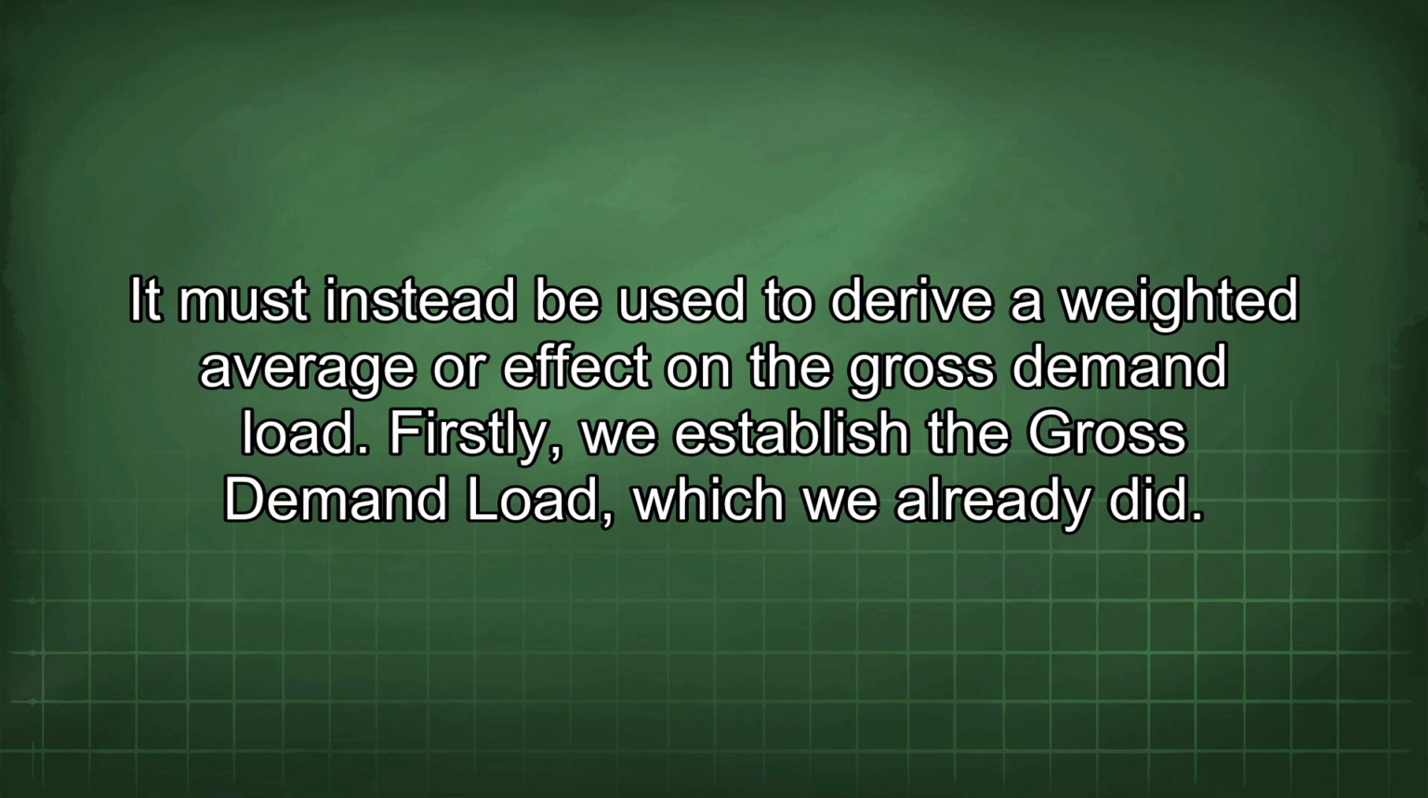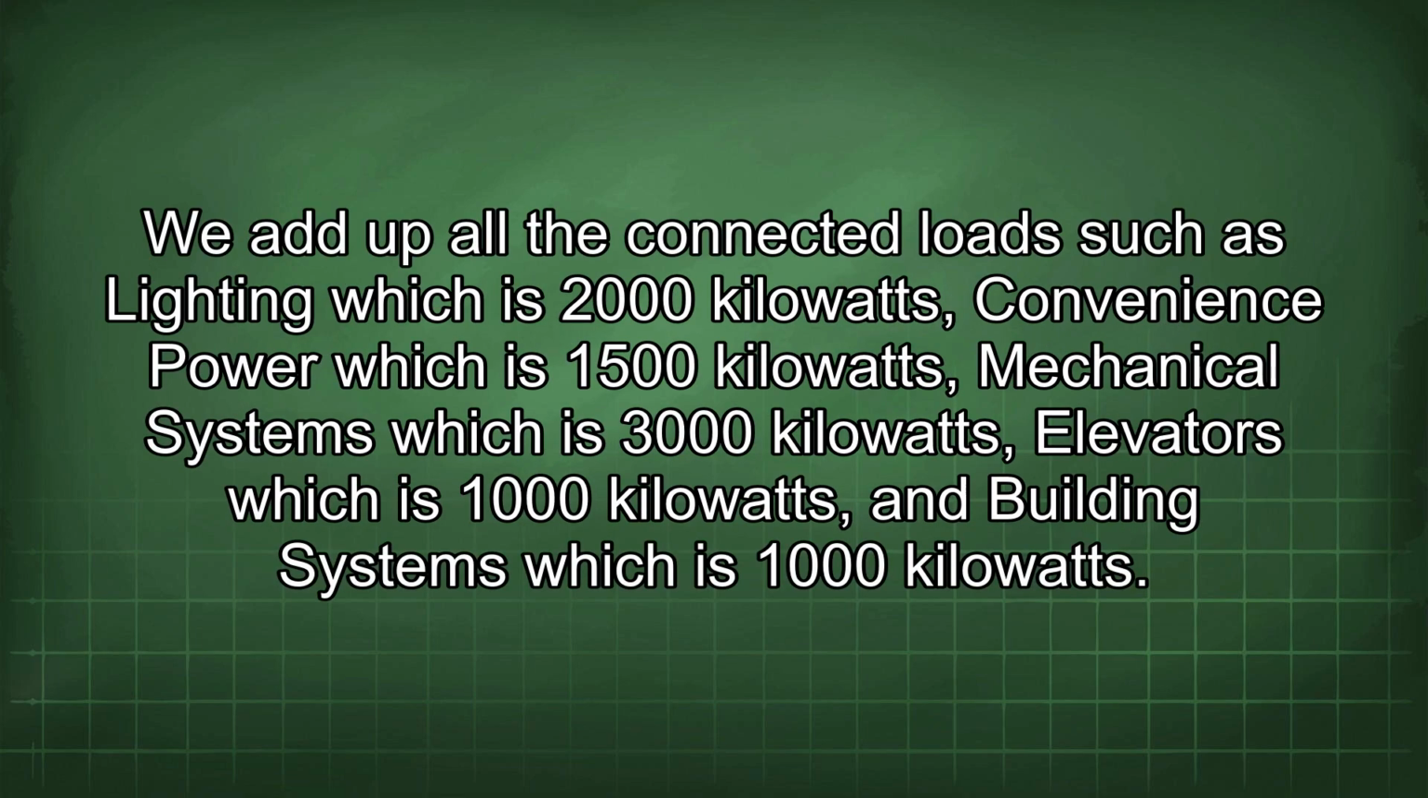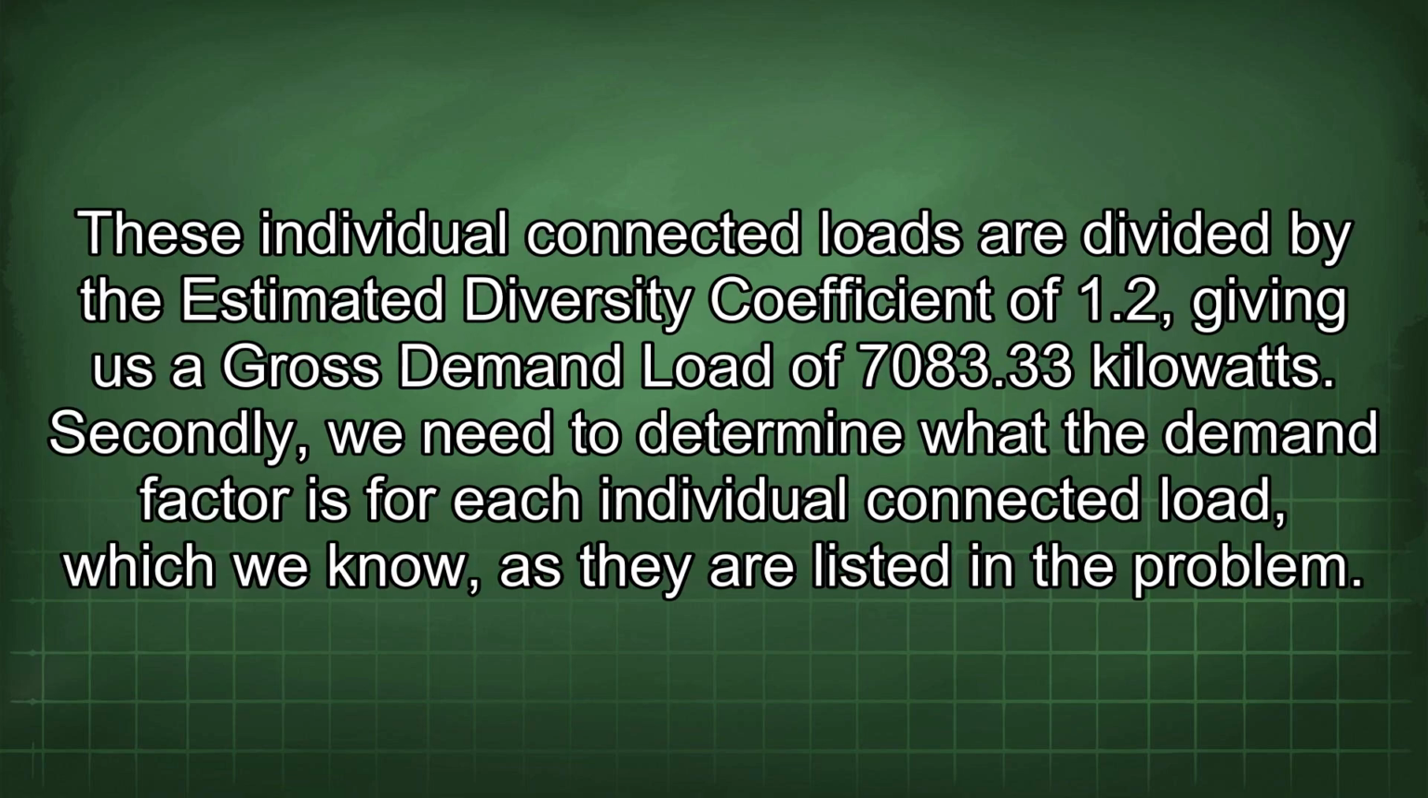Firstly, we establish the gross demand load, which we already did. We add up all the connected loads such as lighting, which is 2000 kilowatts, convenience power, which is 1500 kilowatts, mechanical systems, which is 3000 kilowatts, elevators, which is 1000 kilowatts, and building systems, which is 1000 kilowatts. These individual connected loads are divided by the estimated diversity coefficient of 1.2, giving us a gross demand load of 7083.33 kilowatts.